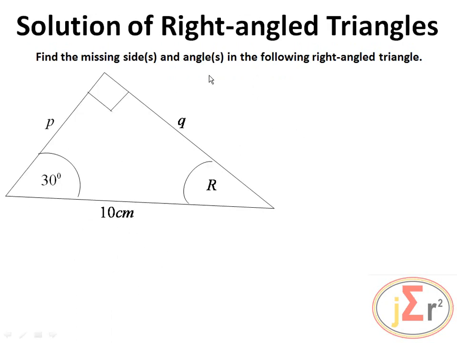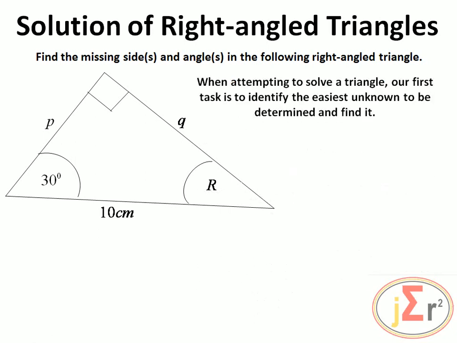Now, we are going to be solving a right angle triangle. That is, find the missing sides and the angles in the following right angle triangle. So it might be a single missing side or a single missing angle, but we are going to find all of the sides and angles that are missing in the triangle. And that is what it means to solve a right angle triangle. When attempting to solve a triangle, our first task is to identify the easiest unknown to be determined and find it. Which one is the easiest to be found?